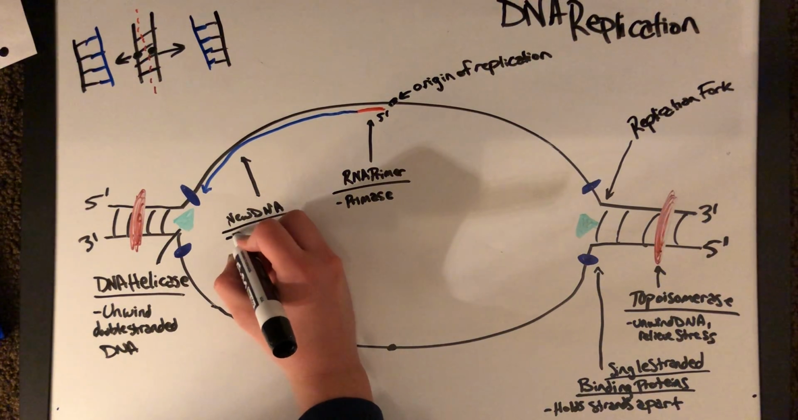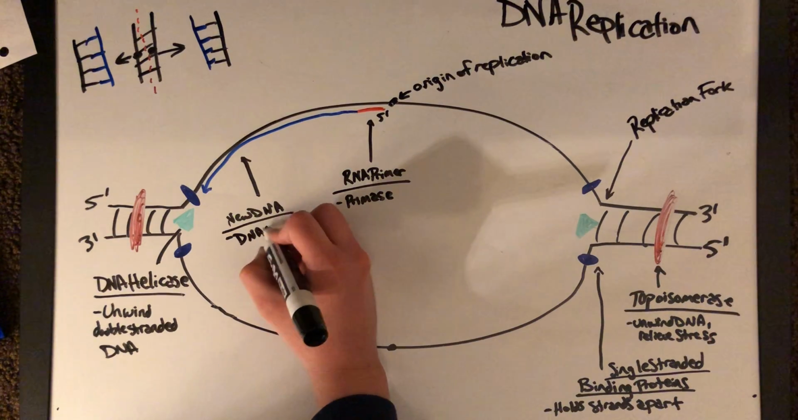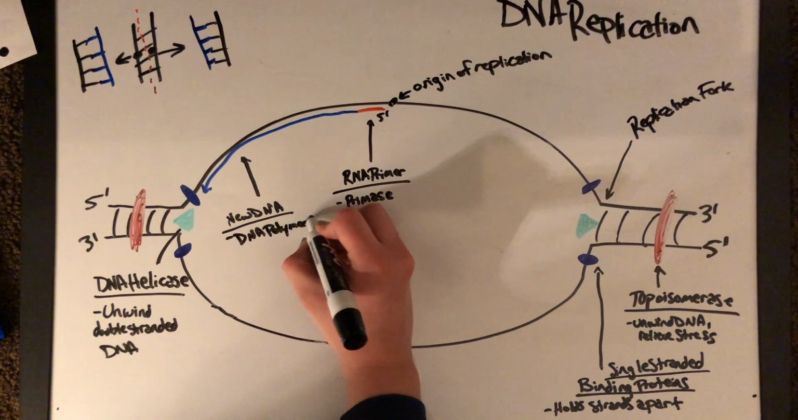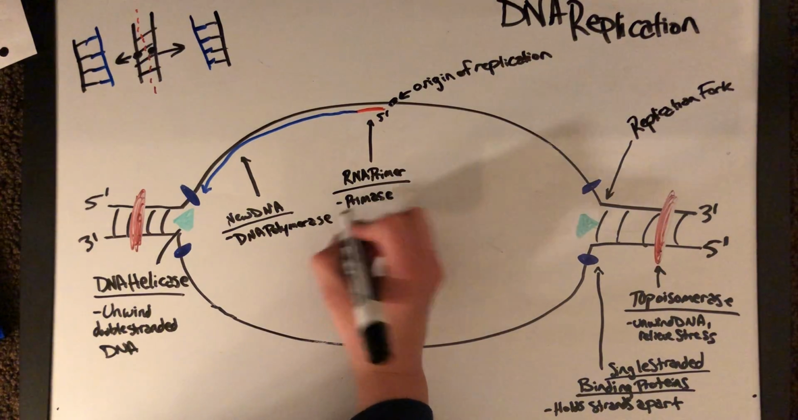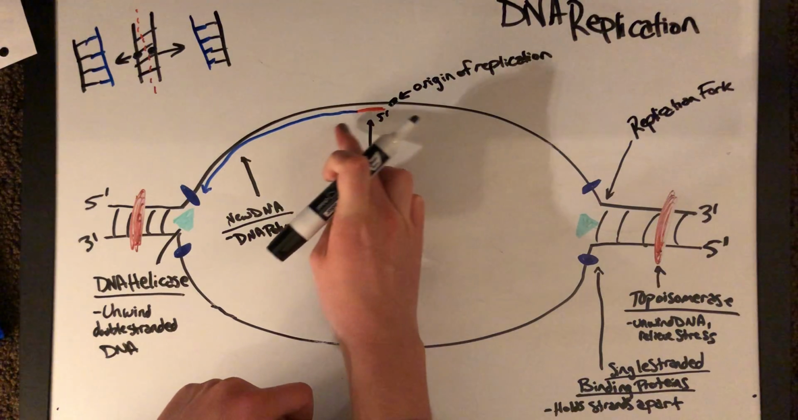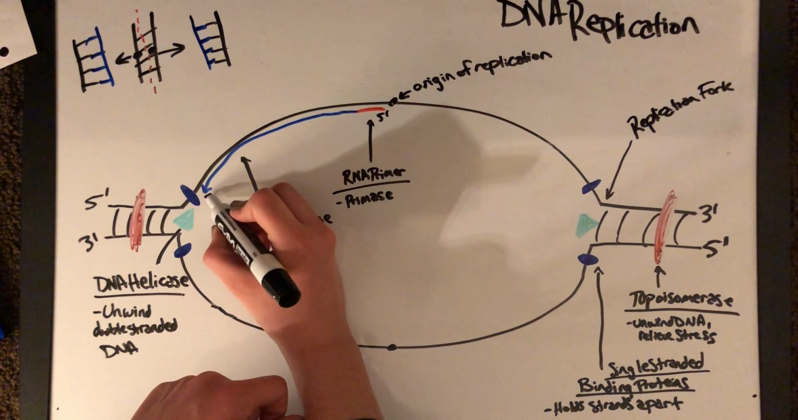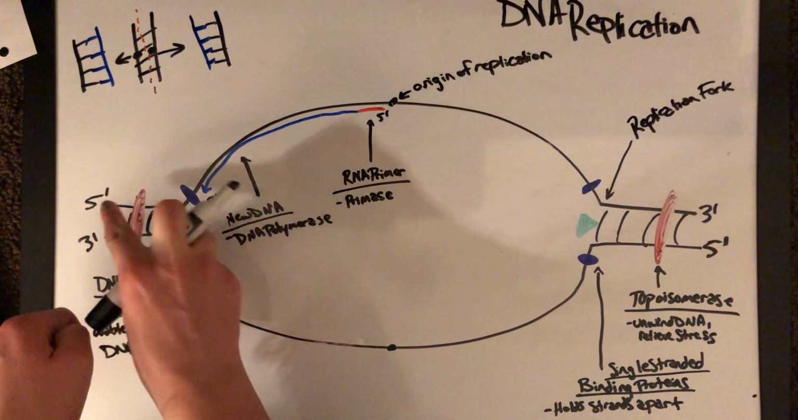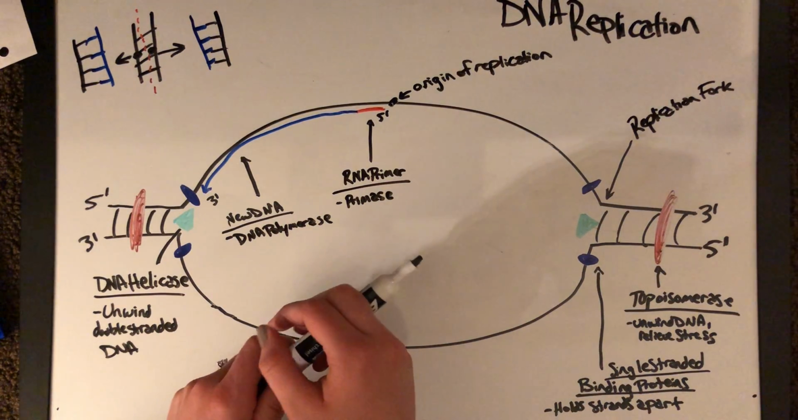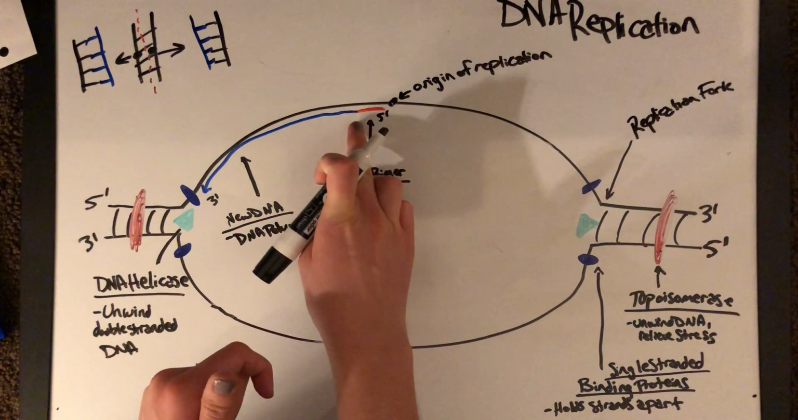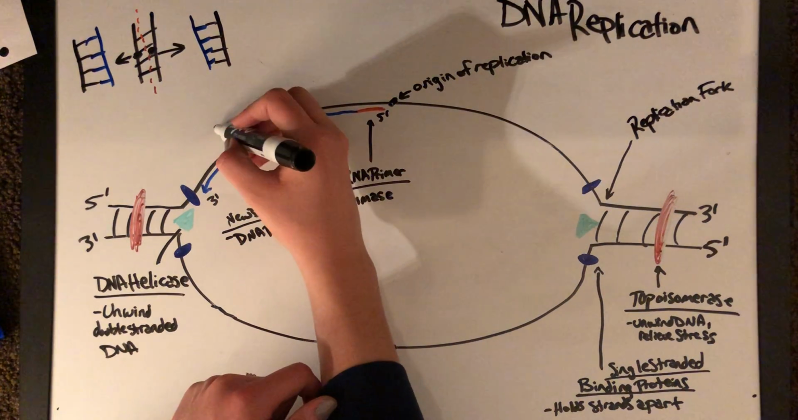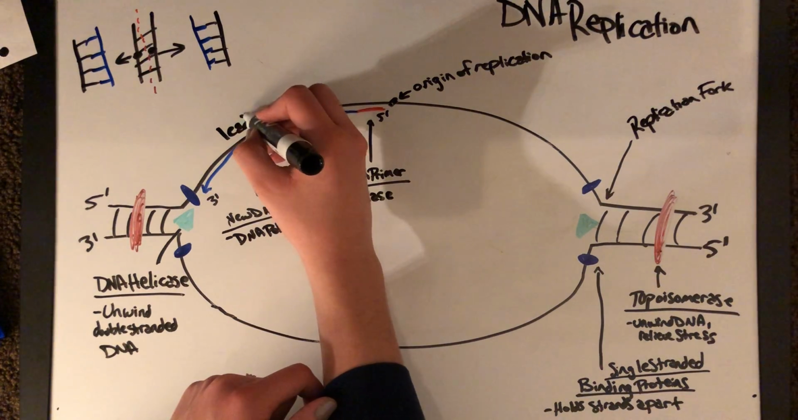With DNA polymerase. Okay, so that's our 5' end, and this is our 3' end. So we're going in the opposite direction from the old strand. Good stuff. Okay, so this is our leading strand because we're going continuous, right? We're not stopping. So this is our leading strand.